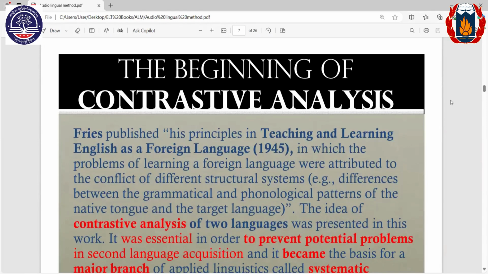So now let's see the beginning of contrasted analysis. The scholar Price published his principle, right? In his book, the problems of learning a foreign language were attributed to the conflict of different structural systems, differences between the mother tongue and the foreign language, like differences in the grammar or sounds and structures.